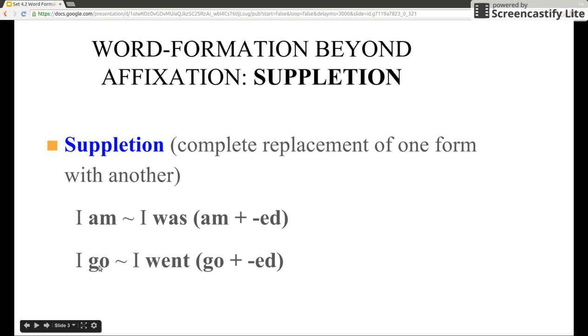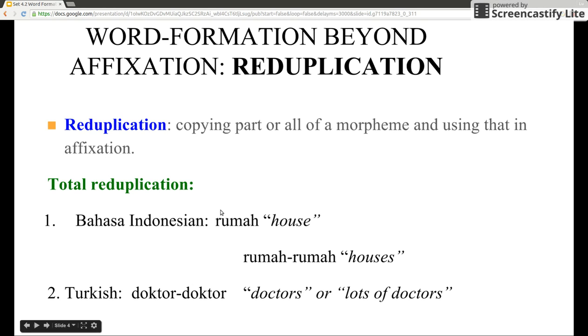Okay, here is another example. Go. If we use the rule, it will be goed, right? However, we have a suppression form as well. Go becomes went. Okay, so this is the first one, and then another one is reduplication.